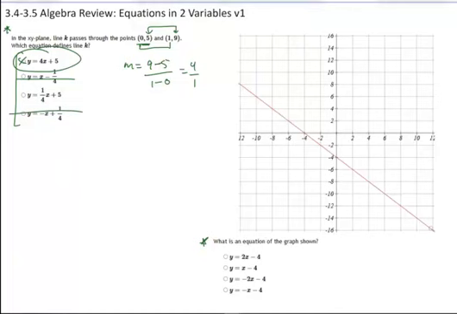For the second problem here, similar type of thing. You look at your answer choices. You see the slope is either plus or minus 2 or plus or minus 1. Your y-intercept is -4 every time, so that really doesn't distinguish anything, but the slope does. So all that you need to do is find your slope.